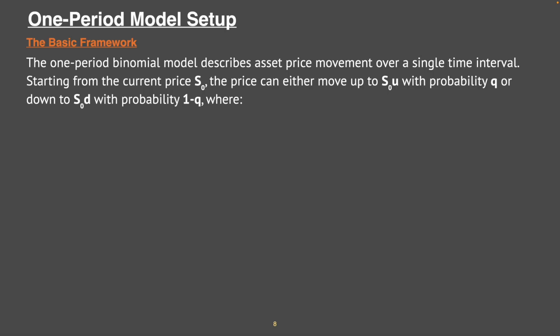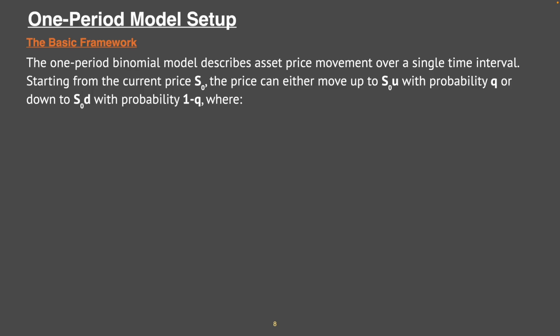So let us understand the one period model setup for the binomial tree. Let us understand that the starting price or the current price of an underlying is S0. This price of S0 can either move up by a factor u, so it will be S0 into u, and the probability of moving up is q, or the price can move down to S0 into d with a probability of 1 minus q.